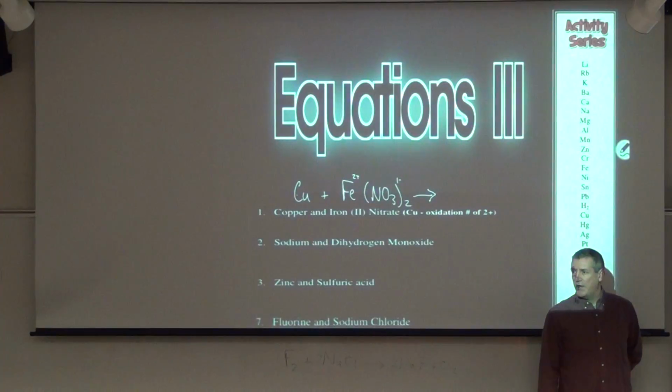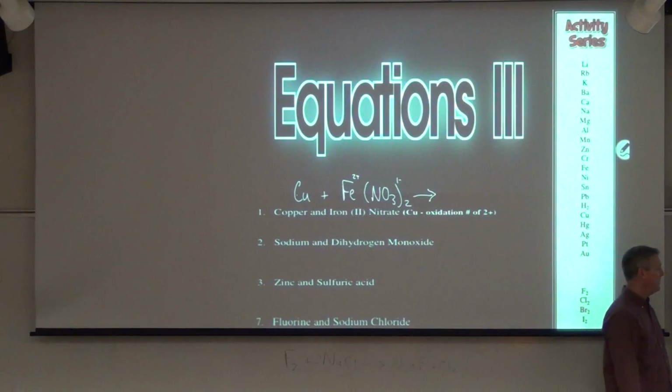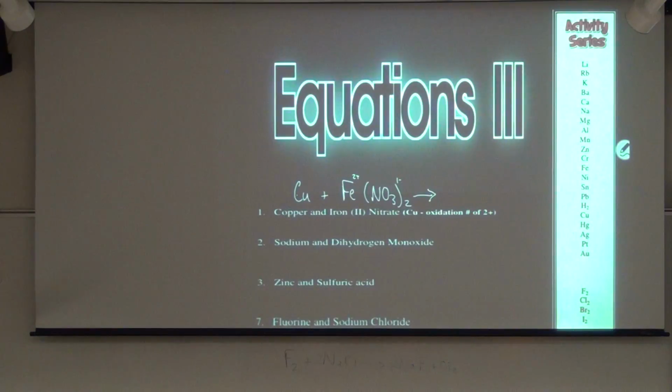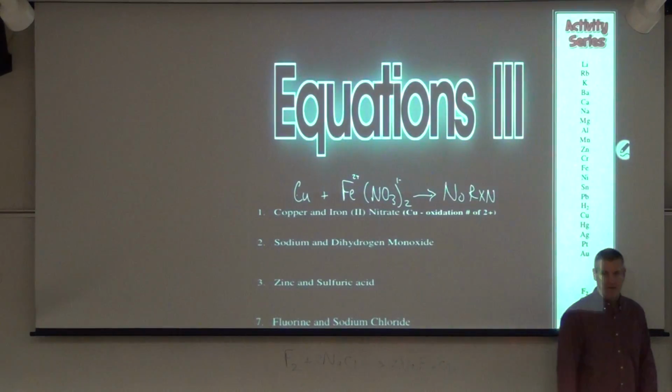What are we going to get for products? Does a chemical reaction take place? We look over here at iron and copper. Really want to focus on our first one, our solo copper. Where is that relative to the guy that it's trying to replace? The other positive ion would be iron. It's below, so it's less active. As a result, nothing.